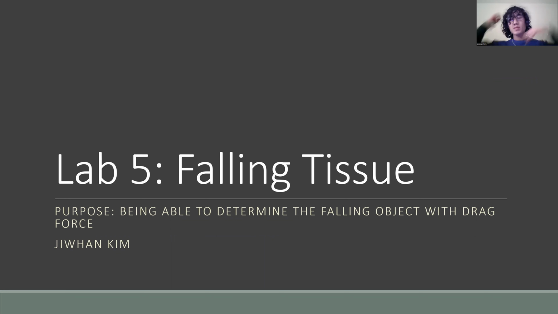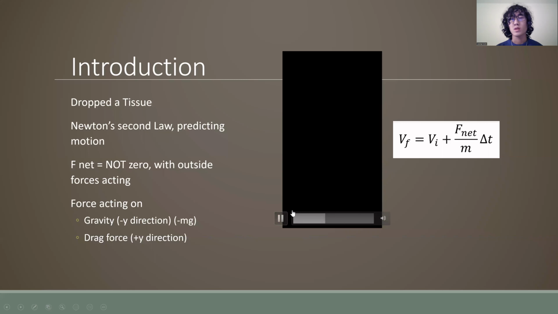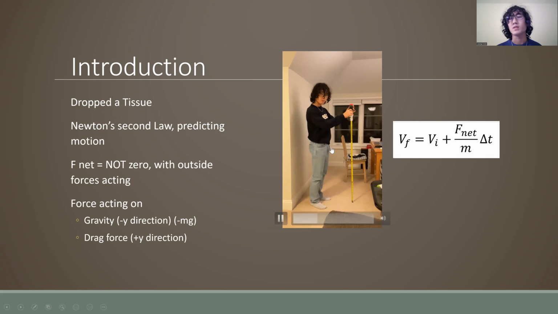The purpose of this lab is to determine the motion of a falling object with the drag force. So this is the video in which I dropped the tissue. It's not playing for some reason, but I dropped the tissue. This lab uses the fundamental topic of Newton's second law to predict the motion, and F net is not zero, because with outside forces acting, it's dropping, and the forces acting on it are gravity and drag force, which are in opposite directions. Oh, there it is. There's a video.